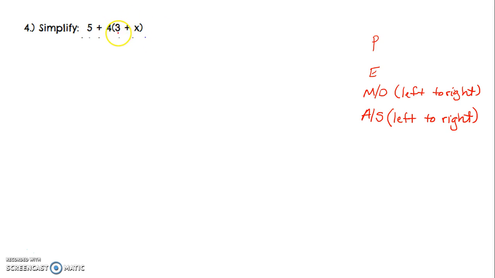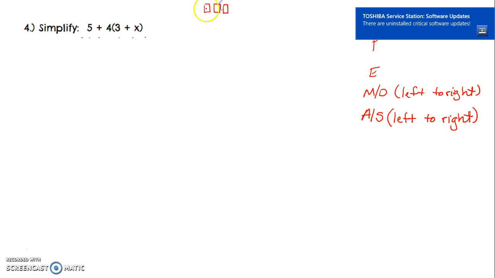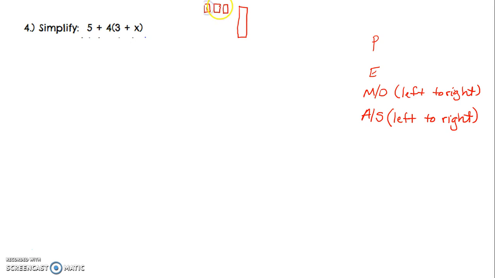So the first part we start with is within parentheses. But if we look within parentheses, 3 plus x, there's nothing we can do with that. Those are not like terms. 3 plus x with our algebra tiles would be 3 squares and a rectangle. That would be represented by 3 plus x.